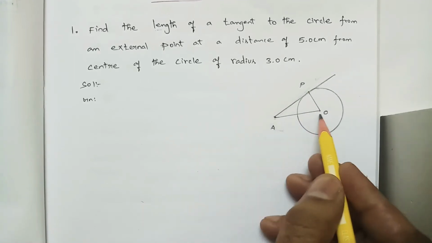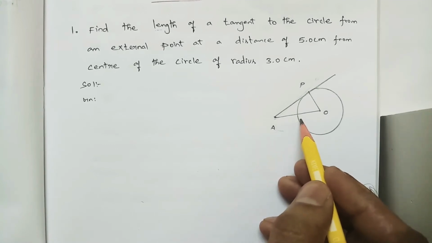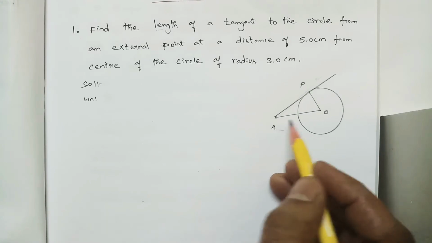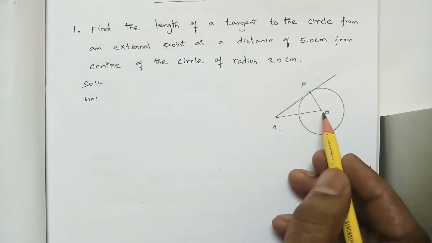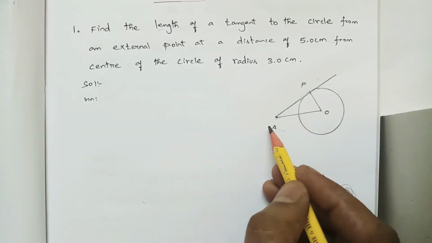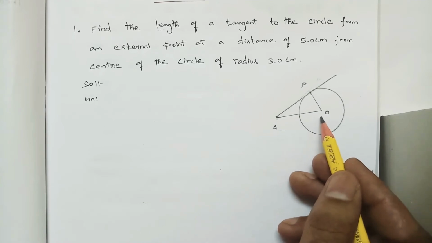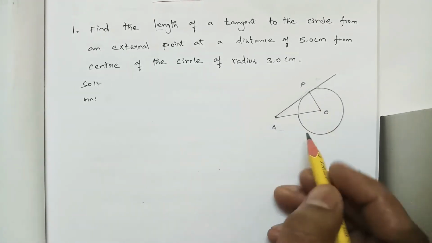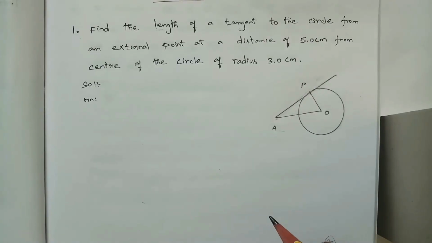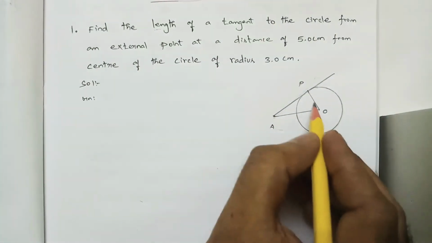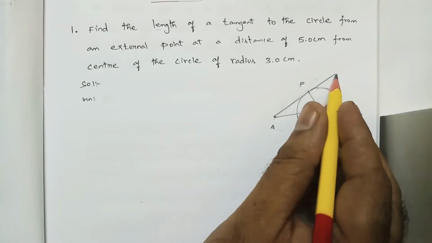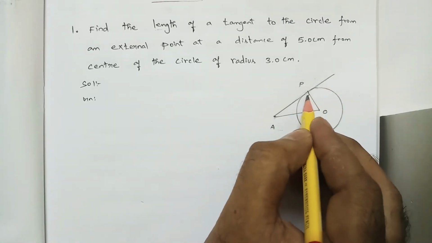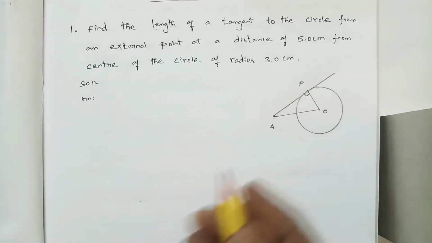And what is AO? AO is the distance between the external point and the center of the circle, that is, the distance between the center point of the circle and the external point. These three things. Already we know the theorem: the radius will be perpendicular to the tangent, right? So angle P is nothing but a right angle.